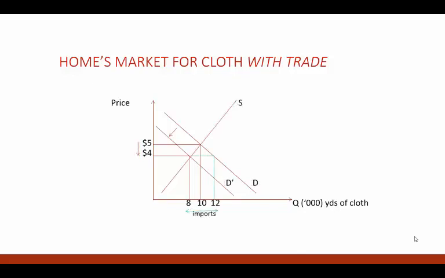Of course, the full story is seen, however, in the sense that it's not so much that home consumers are no longer buying cloth, they are just buying less at home and importing the rest from foreign. So in a true sense, their global demand is still the same demand curve D as before, but at the now lower price of $4, they are demanding 12,000 yards of cloth, 8,000 of which are from the home market, and the difference of 4,000 being cloth imports from foreign at that converged price of $4. Intuitively, I hope we can see why foreign's cloth price has risen from $3.50 to $4.